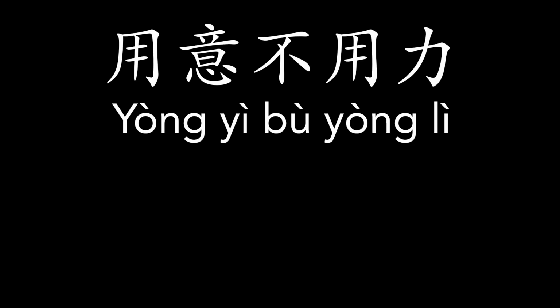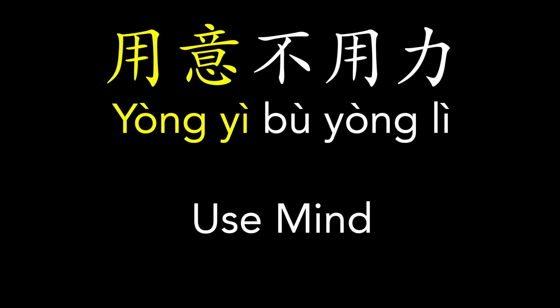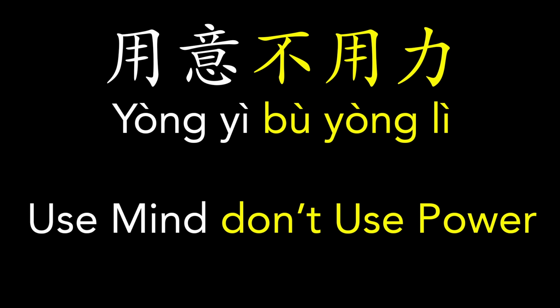So that, if we break it down, goes like this: 容易不用力. Yong means use. Yi means your mind, but in this instance, it can also mean your intention, or your purpose. So kind of like your focus, what you're trying to do. Bu yong means don't use, and then li means power. So 容易不用力 means use your mind or your intention, but don't use power.